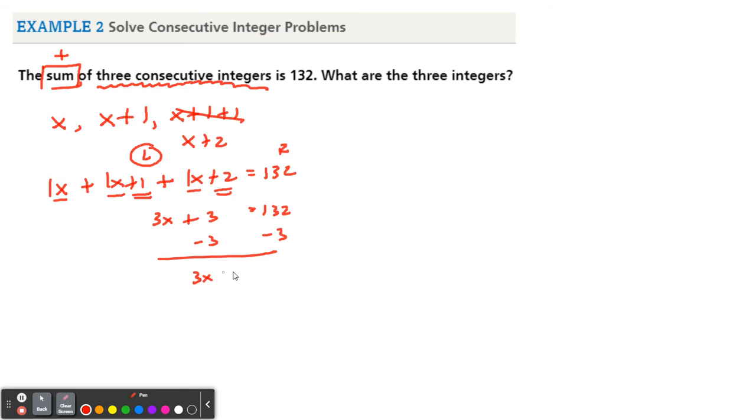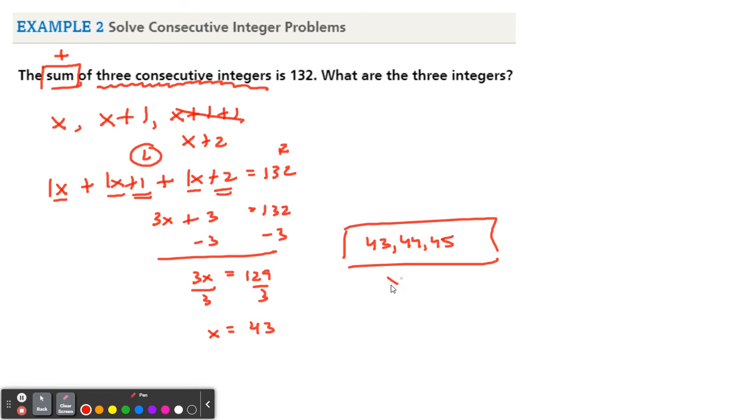So the 3x comes down. 132 minus 3 is 129. And then we divide by 3. X equals 3 goes into 12 4 times, 3 goes into 9 3 times, and there is the first integer, 43. So your 3 consecutive integers are 43, 44, and 45.